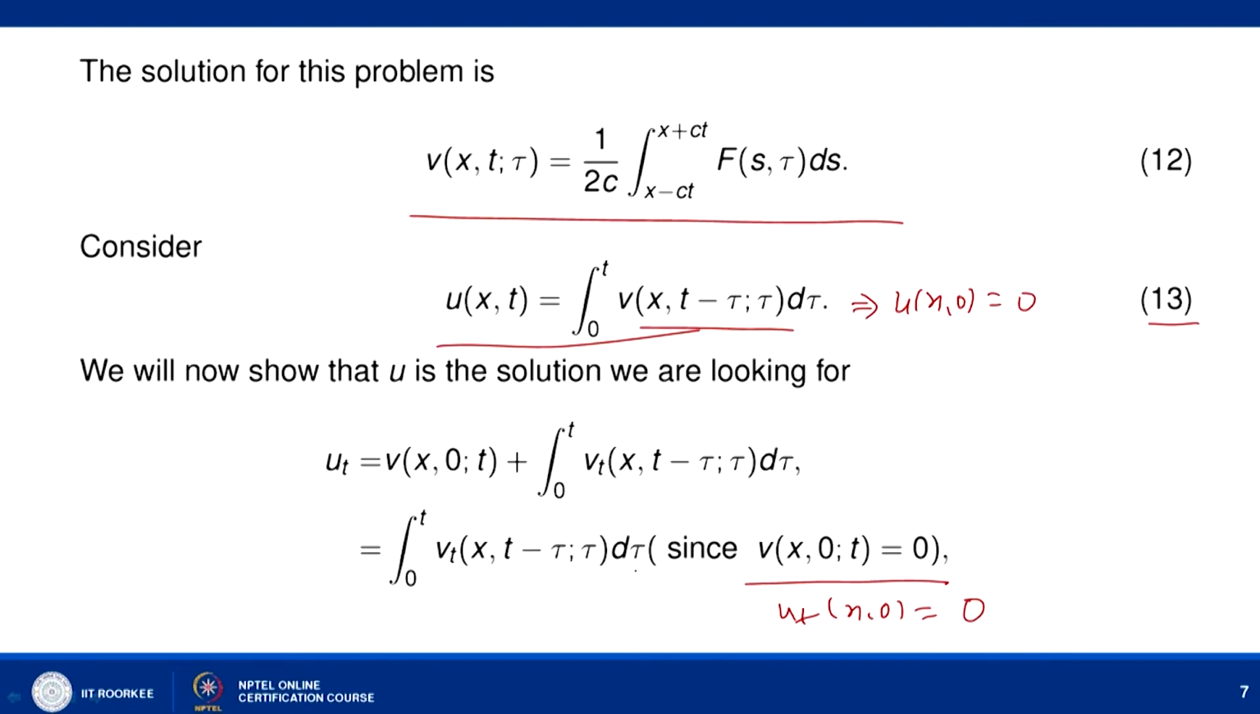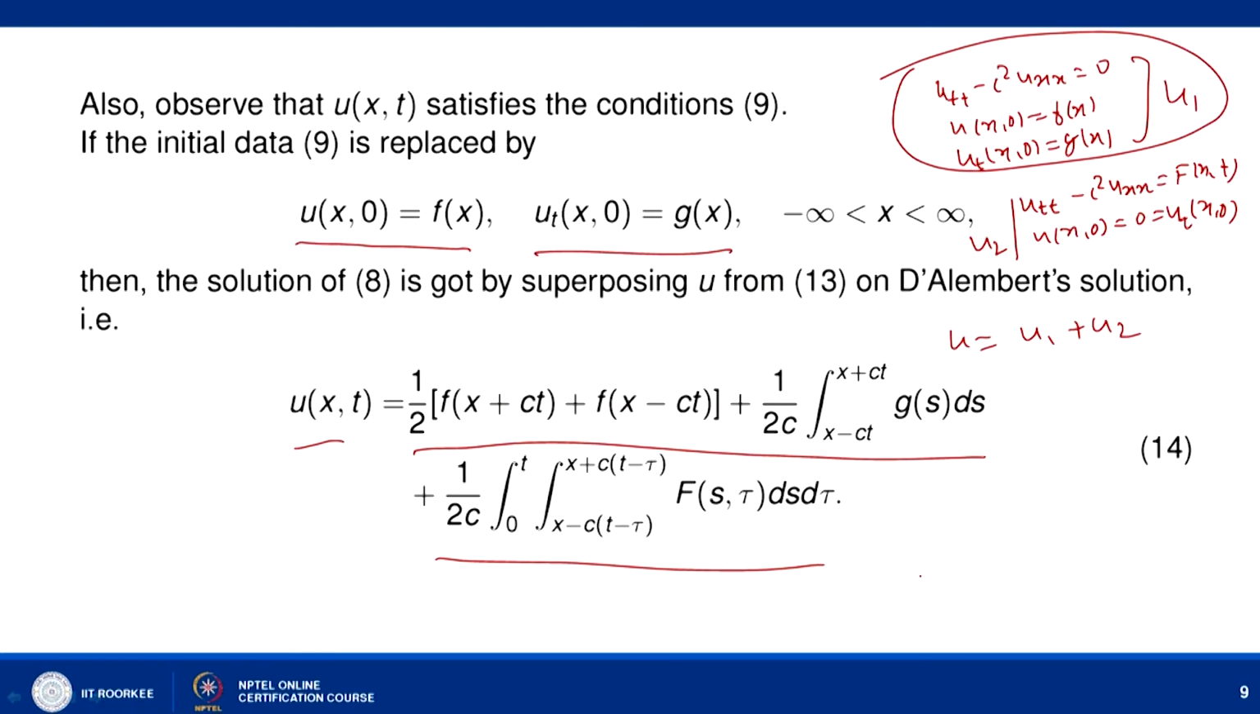Now, to find u2, it is given as integral 0 to t of v(x, t minus tau) d tau. So, let us write down here our u2 is equal to integral 0 to t of v(x, t minus tau) d tau. Now, what is this v(x, t minus tau)? It is the solution of v_tt minus c square v_xx equal to 0, with v(x, 0, tau) equal to 0 and v_t(x, 0, tau) equal to f(x, tau).